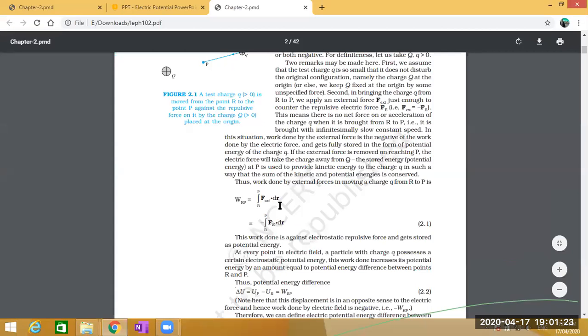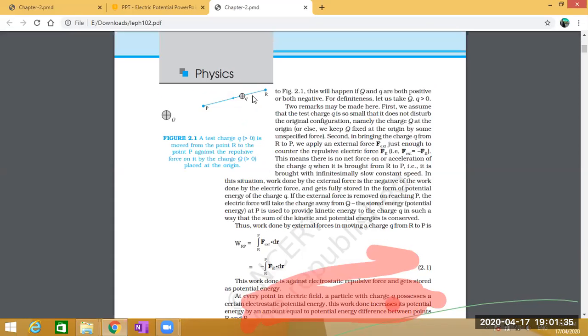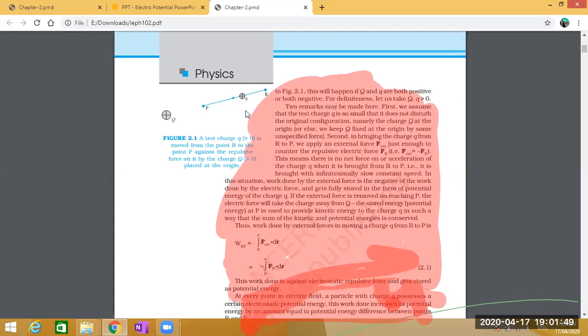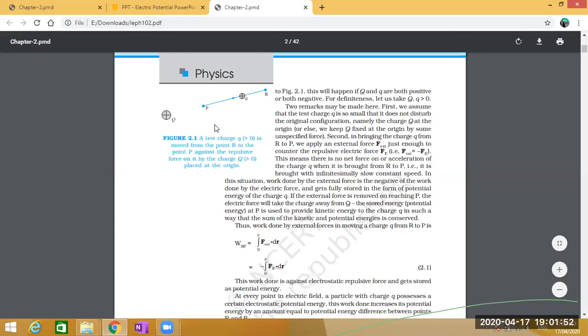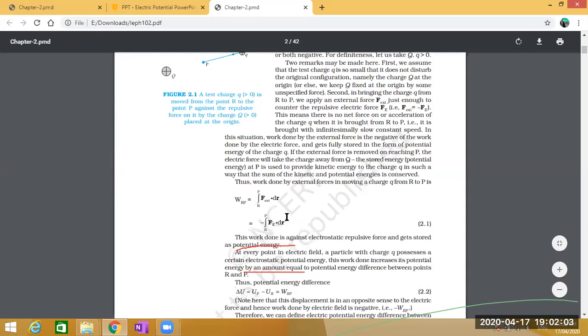Now, a small amount of work done by external force is given as F external dot dr. Dr is the displacement. So remember here, external force is applied in this direction and displacement is also in this direction. So work done by external force will be positive. On the other hand, work done by electric repulsive force will be negative because electric repulsive force is in this direction. So angle between electric repulsive force and displacement is 180 degrees.